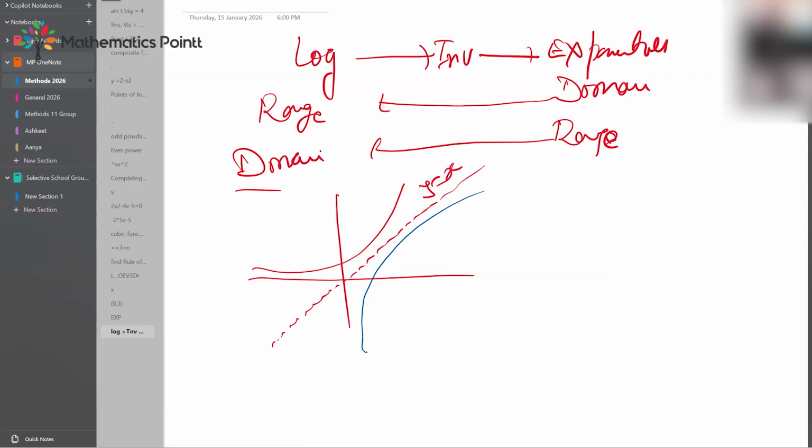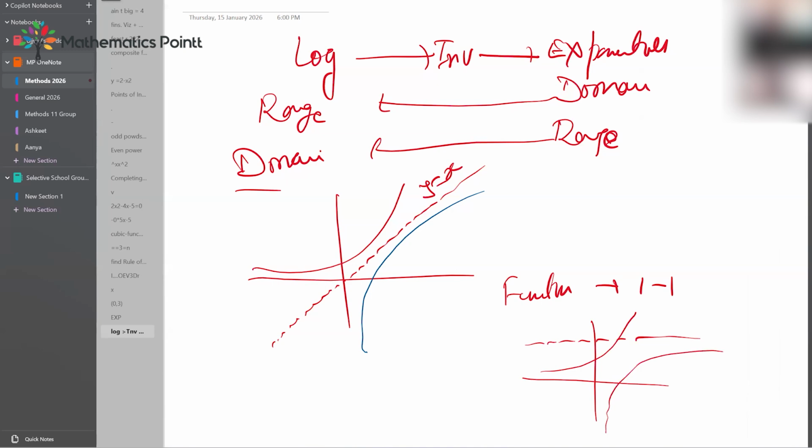And if I were to just nudge your brain, when do you have the inverse of a particular function? When that function is a one-to-one function. And how do you prove that a function is one-to-one? Horizontal line test. So if this is your exponential function, it passes the horizontal line test. So does your log function as well. Just brushing on the basics of inverse function and when it exists.